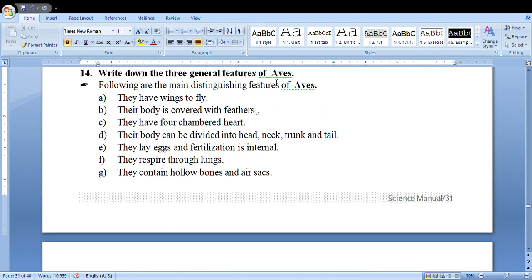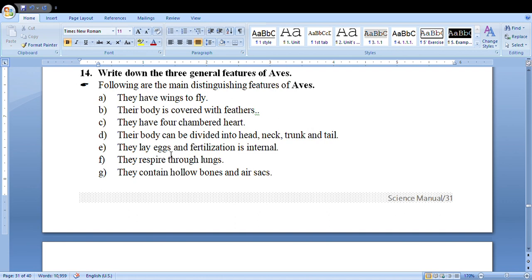General features of Aves. Aves have the following distinguishing features. They have wings to fly. Their body is covered with feathers. They have a four-chamber heart, two auricles and two ventricles. Their body can be divided into head, neck, trunk, and tail.